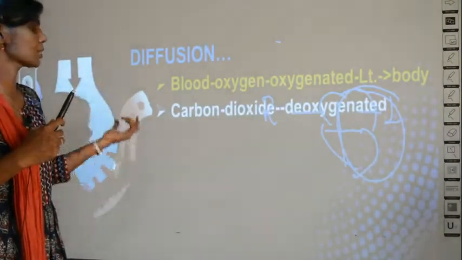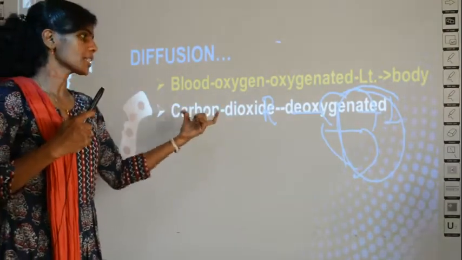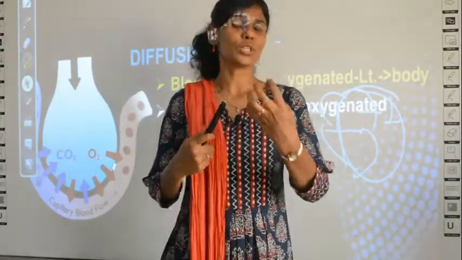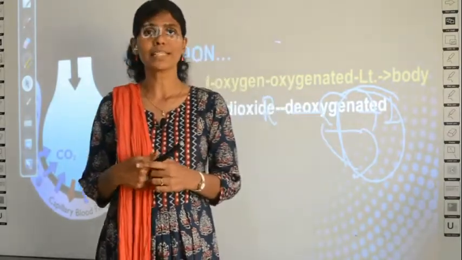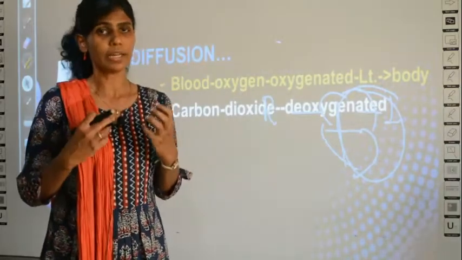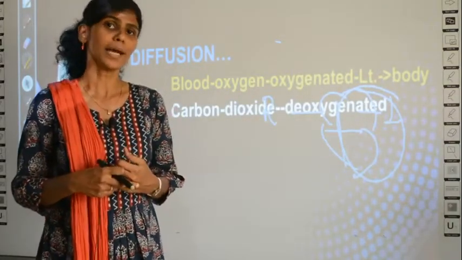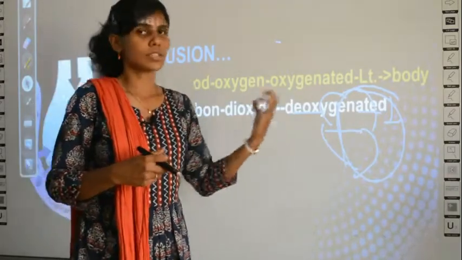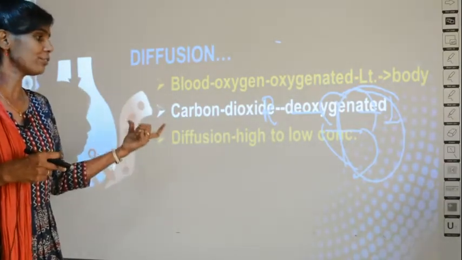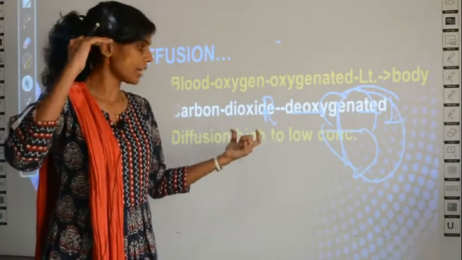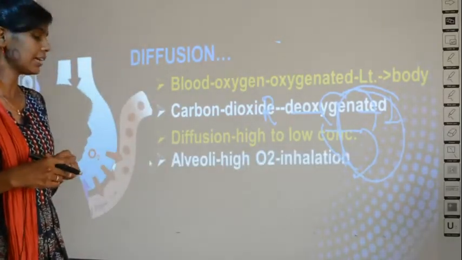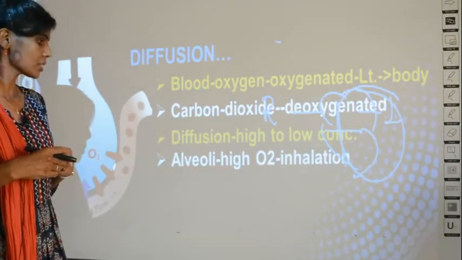Okay, we will come back to the process of diffusion. The carbon dioxide, if it is present in your blood, that blood is called deoxygenated blood. So what did we learn previously? If oxygen is present in the blood, that blood is called oxygenated blood, right? So similarly, if carbon dioxide is present in the blood, that blood is called deoxygenated blood. And then, as I told you already, diffusion is always from the place of higher concentration to the place of lower concentration. So now we learn from where to where diffusion is going to happen.